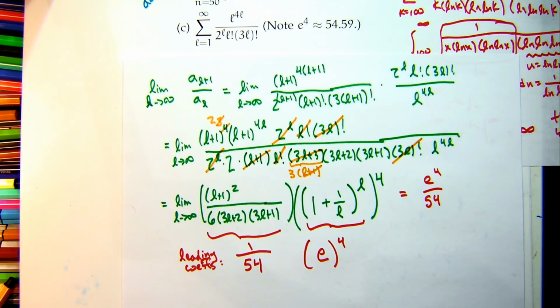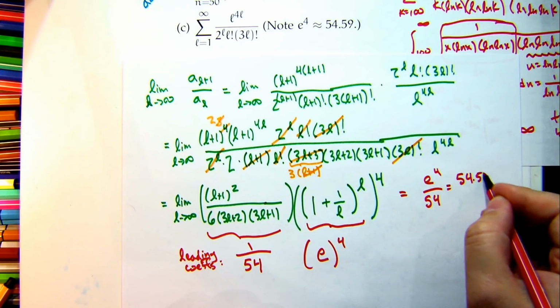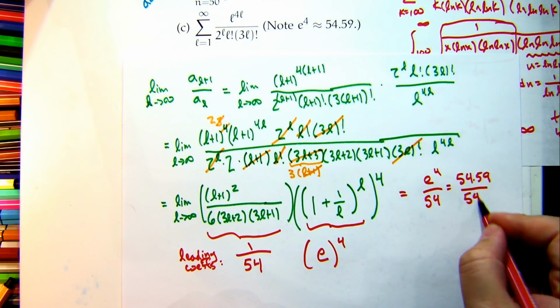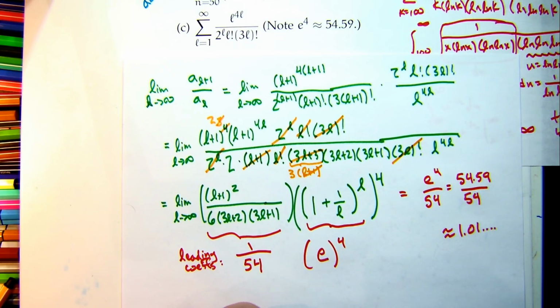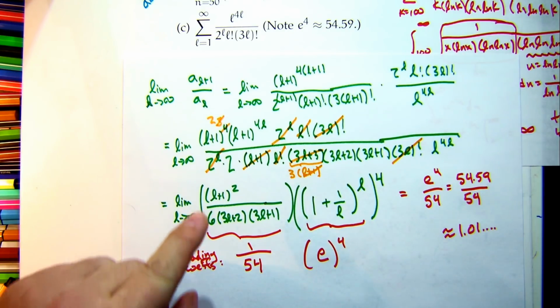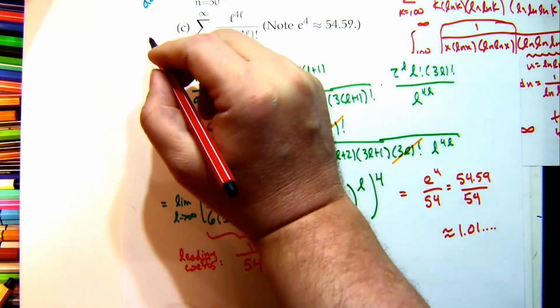Oh, it's like they anticipated we'd need to know something. This is 54.59 over 54, which is about 1.01. So, converge or diverge? Diverge. Barely diverges. If this had been like 2.03 instead of 2, it would have converged. That's how close we are to converging. This is just barely across the line.